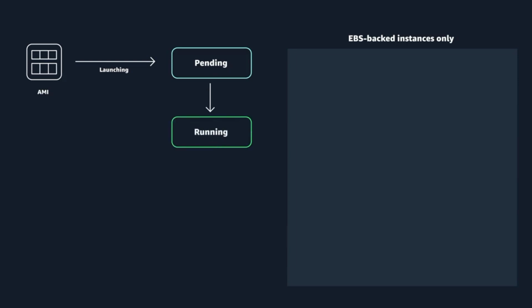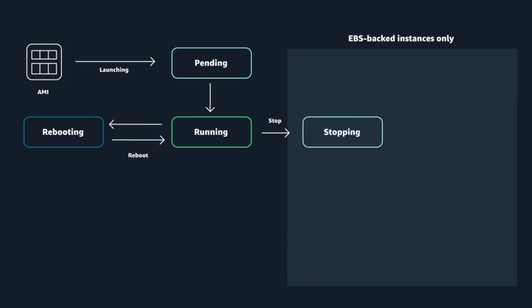From running, you have a couple of different options. You can reboot the instance, which is similar to rebooting, say, your laptop. It turns off, then it turns back on again. Pretty straightforward. You can also choose to stop your instance. It will enter a stopping phase, then enter the stopped phase. Stopping an instance is like powering down your laptop. You can always turn it back on, and it will go through its usual boot sequence, moving through the pending state and back to the running state.